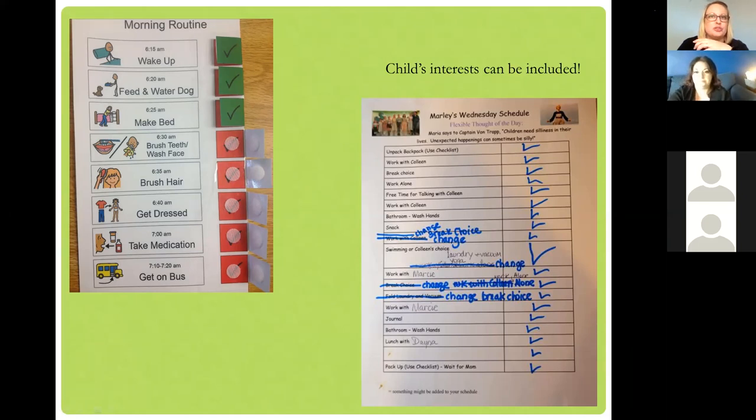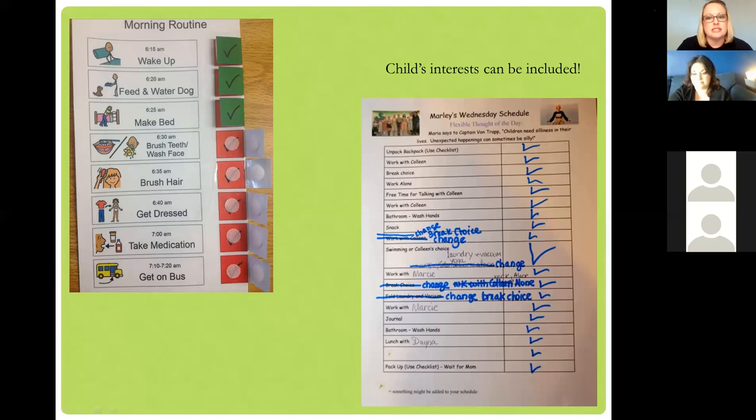And they're talking about just having flexible thinking. It said flexible thought of the day. Maria says to Captain Von Trapp, children need silliness in their lives. Unexpected happenings can sometimes be silly. So talking about how, yes, the schedule's great, but schedules change.